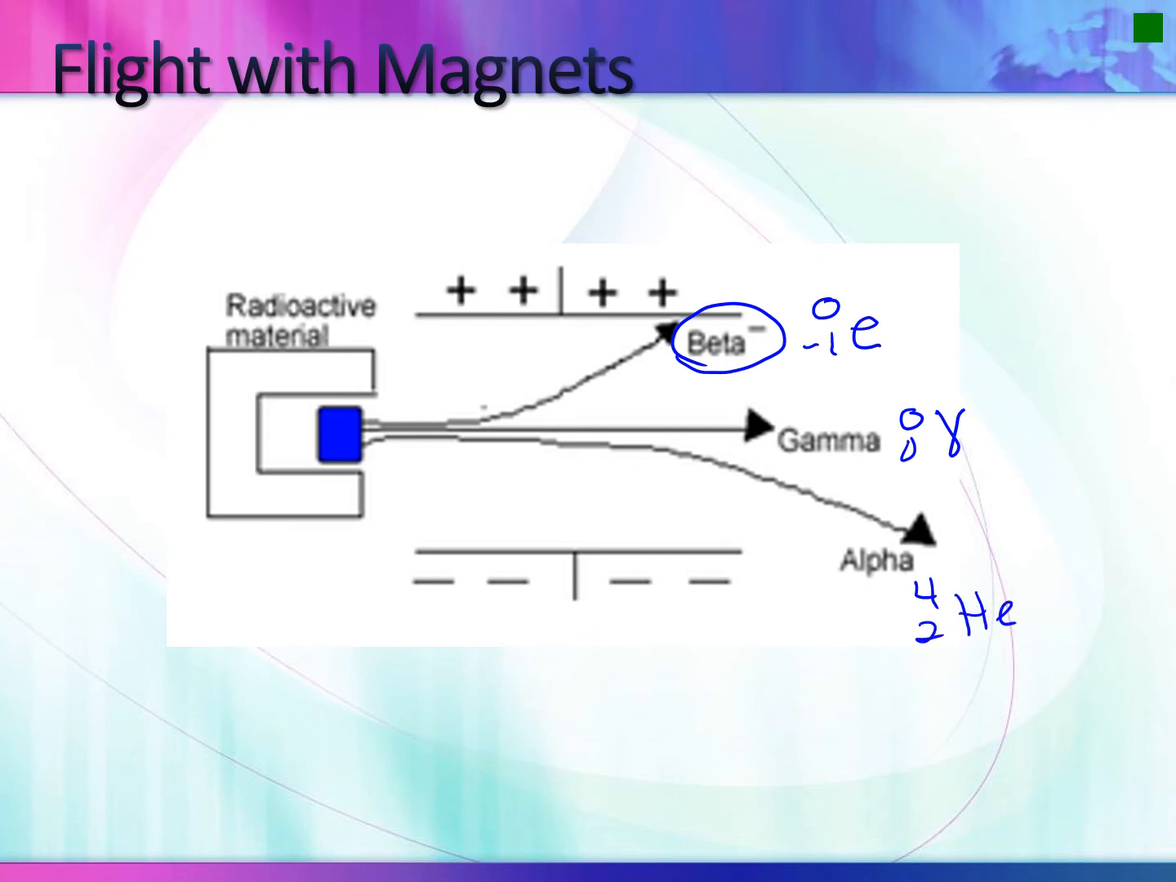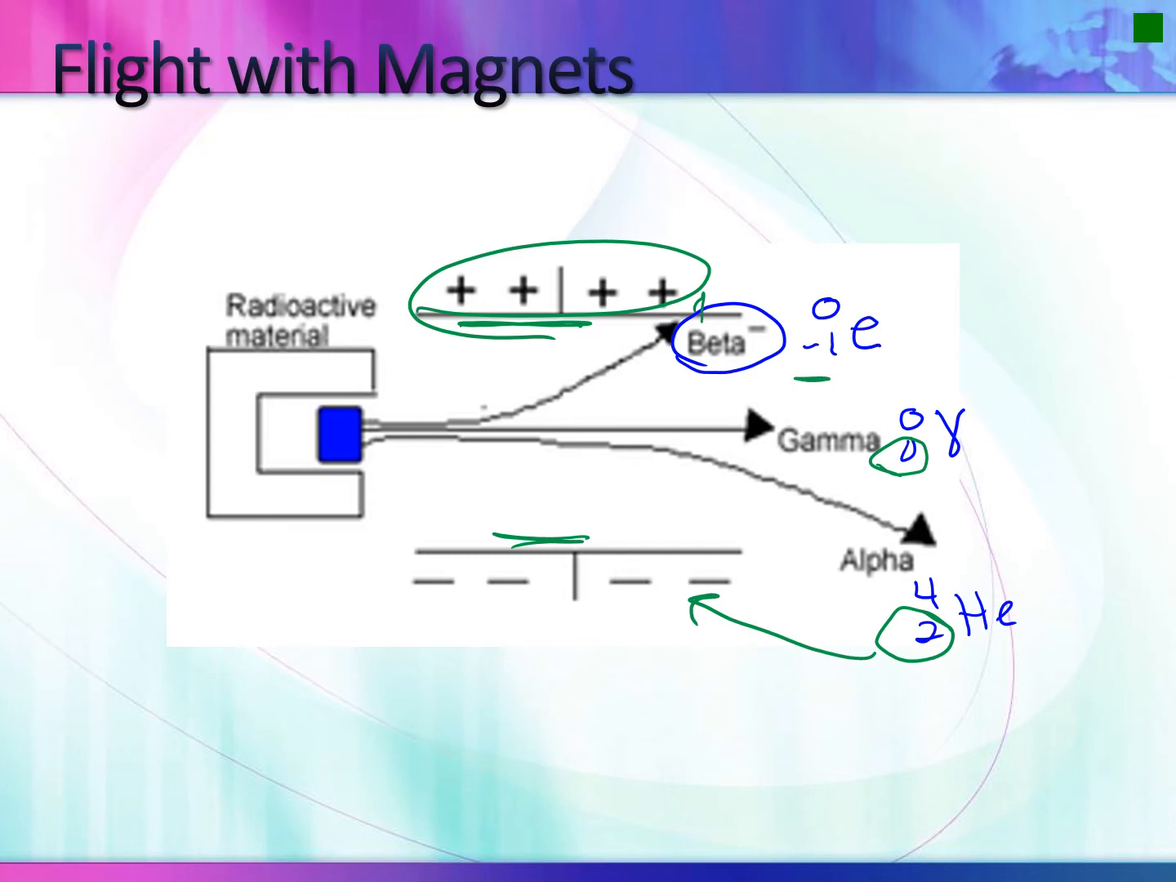Okay. So what does that mean? Well, if it's a beta, it's got a negative charge. That negative charge means it's going to be attracted to its opposite, which would be the positive charge. That's why the beta particles go towards that positive end. Gamma particles have no charge, so they would not be affected at all by a positive or a negative charge magnet. And then we've got the alpha particle, which has that +2 charge, so because it is positive, it would be attracted to negative, and that's why it curves downward.